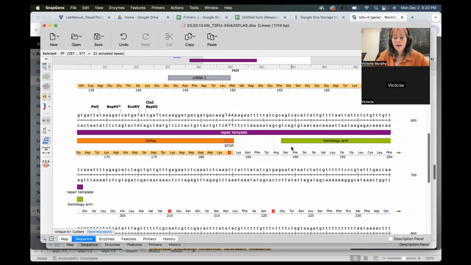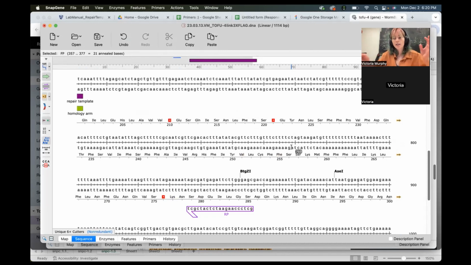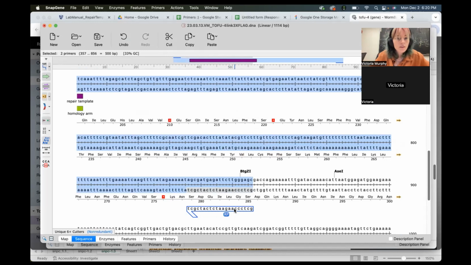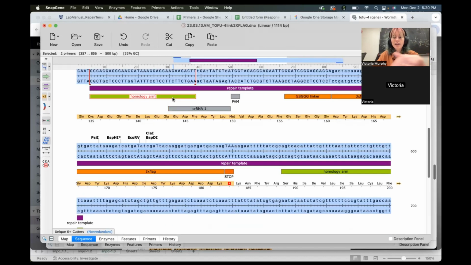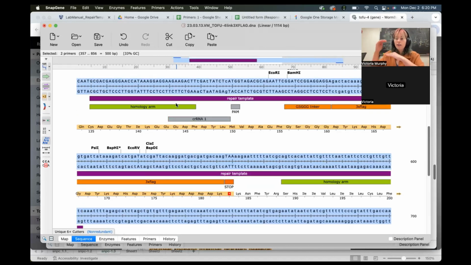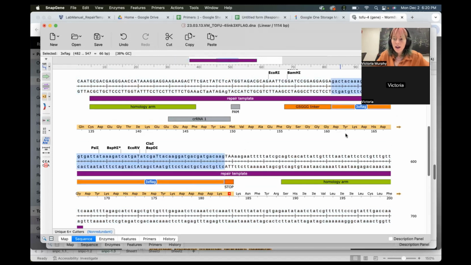So the sequence that is between these primers and includes the primers is 500 base pairs. So if I have my flag tag insert, I'll see a 500 base pair band on a gel after doing genotyping PCR. And the tag and the linker is 81 base pairs. So without that insert, I'll see an 81 base pair lower band.